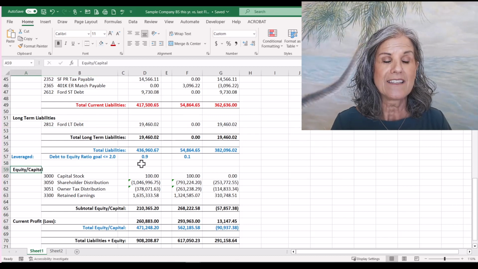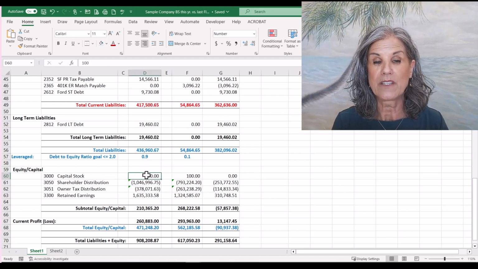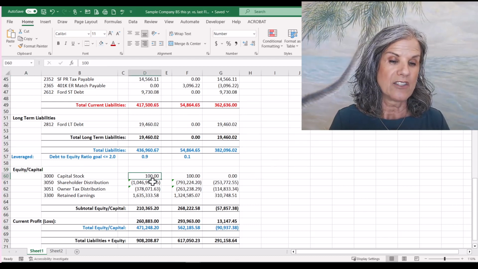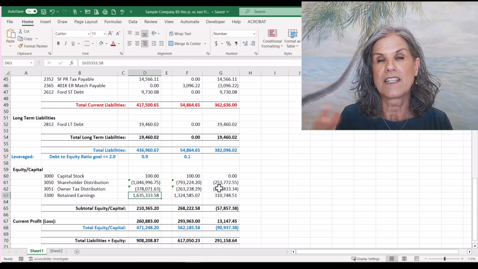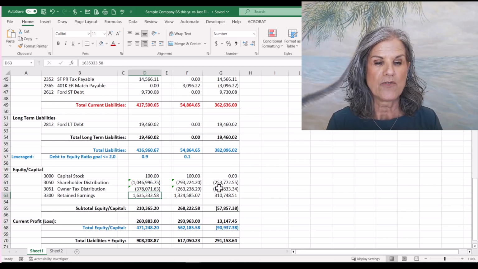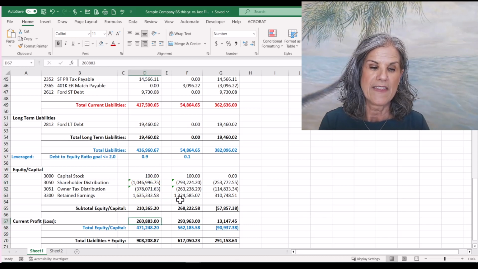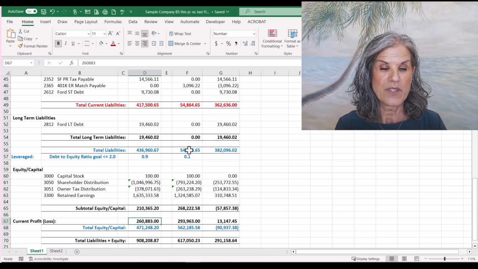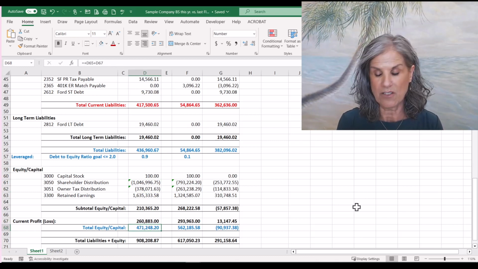And then equity is the difference between those two. Equity is how much money I put into the business when I opened it. It includes how much retained earnings you've had since the day that you opened your doors, how much you have taken in distributions, current year profits, and then the net equity of your business is this total equity number down here.